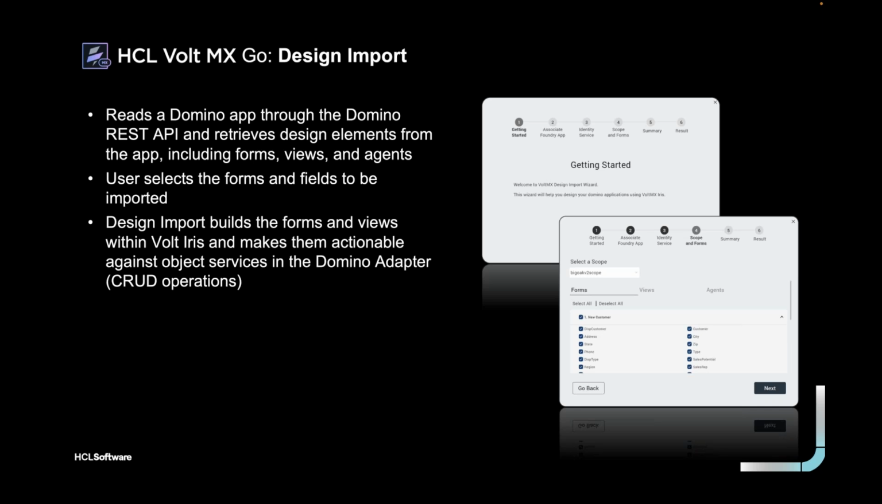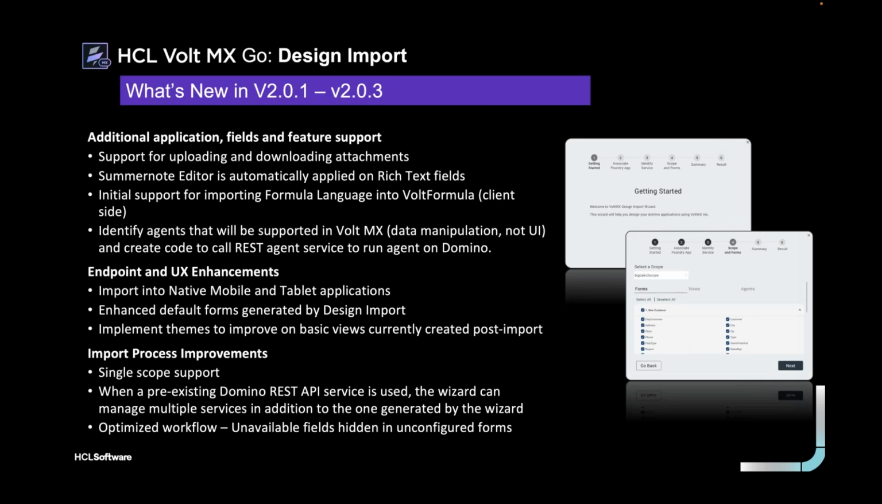We can go through that here in just a moment, and I'll show you what those look like. First, let's talk about the new features that are available since its inception. We've got support for uploading and downloading attachments. We have a summary note editor, which is a rich text editor that allows for rich text editing and manipulation of rich text fields. We have support for importing Volt formula from your applications directly into your imported applications.